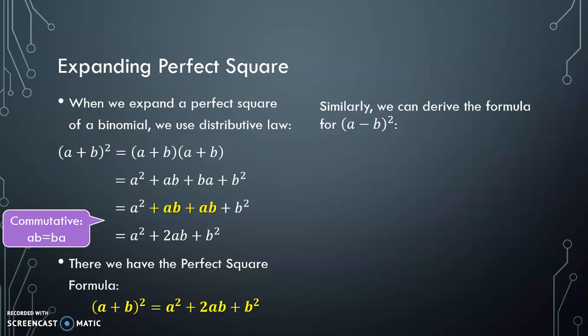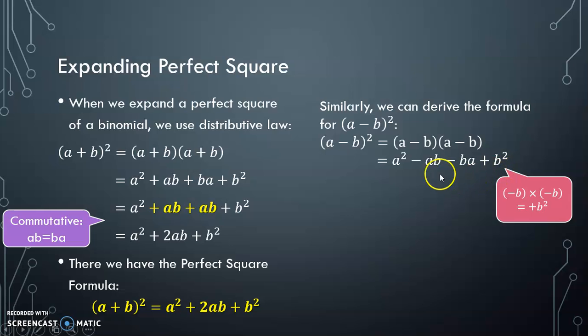Similarly, we can derive the formula for (a minus b) squared. We know that (a minus b) squared is just (a minus b) multiplied by (a minus b). So we distribute the first a to a, and we have a squared. Then a to negative b, we have a negative ab. Then negative b to a, we have a negative ba. Then negative b to negative b, we have a positive b squared. And then the commutative law applies: the middle two terms can be collected together to become minus 2ab.